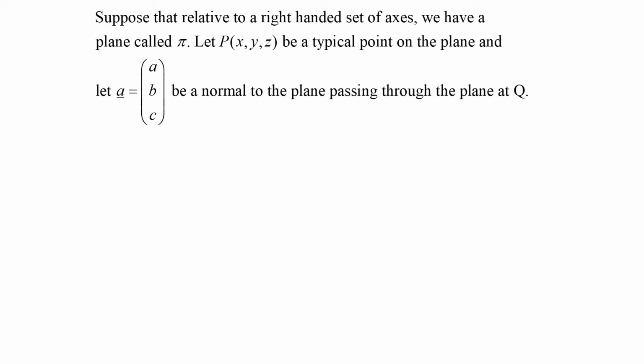Suppose that relative to a right-handed set of axes, we have a plane called pi. As the diagram shown below, this is the plane which is known as pi, and point P lies on the plane, and the point P coordinate is represented as x, y, and z. So you can see this is point P. It is located on the plane which is known as pi.